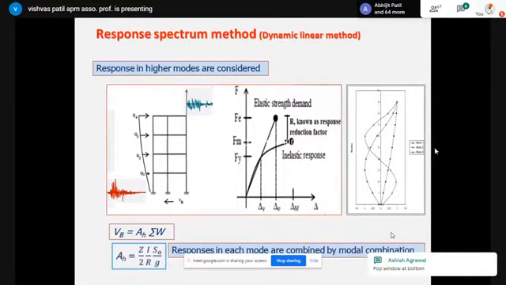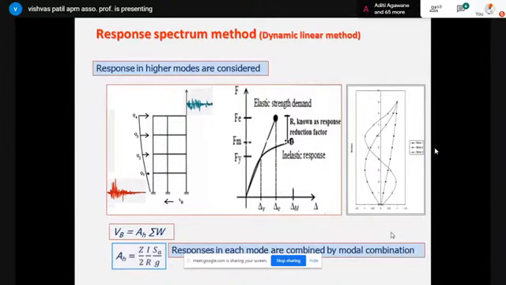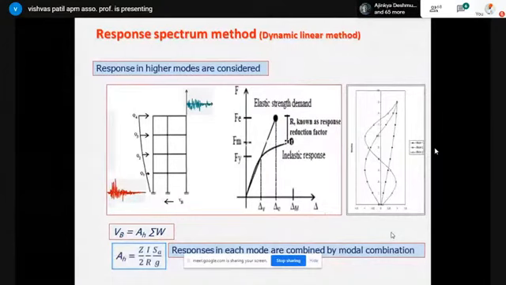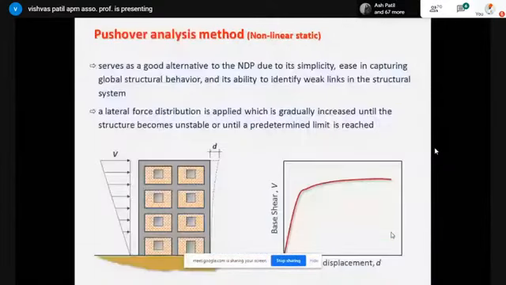Those many modes are required to be considered, and afterwards these are combined by using a modal combination rule. In IS 1893, two modal combination methods are there. First is the CQC method and the other is the SRSS, square root sum of squares method. By using either of these methods, if the two modes are close to each other, go for SRSS, or if they are widely spaced, then go for CQC. This is the third method, which is a static method, but it is non-linear.